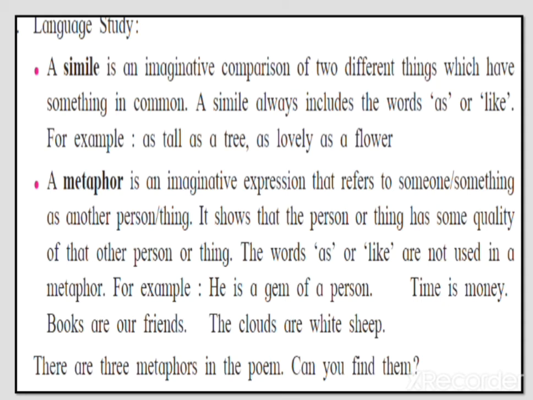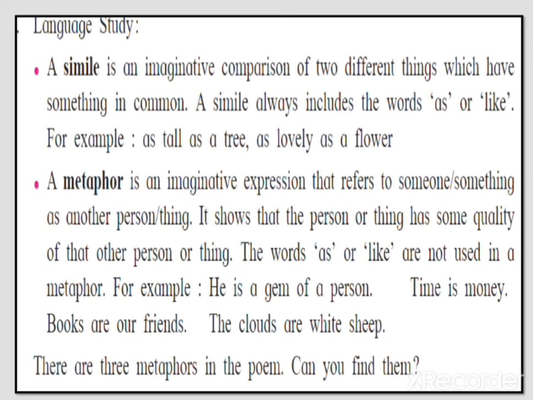For example, look at here. He is a gem of a person. Now look at here. In which two things, person or thing, is there a comparison in this sentence? He and gem. He is compared with a gem.